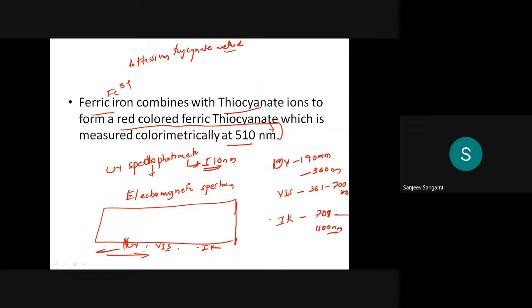In between this section, you will get the laser. You have alpha, beta, gamma rays and X-rays. In this region you can find laser, alpha, beta and gamma. These are all below 190 nanometers.